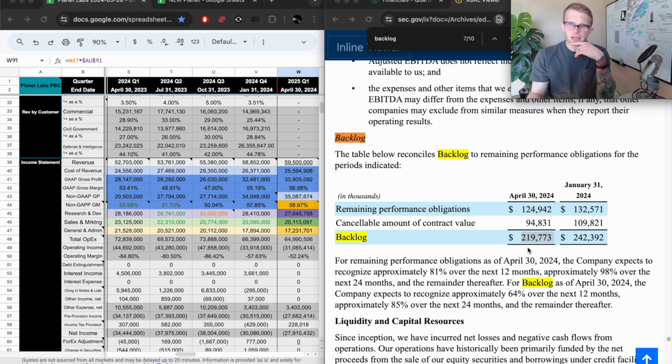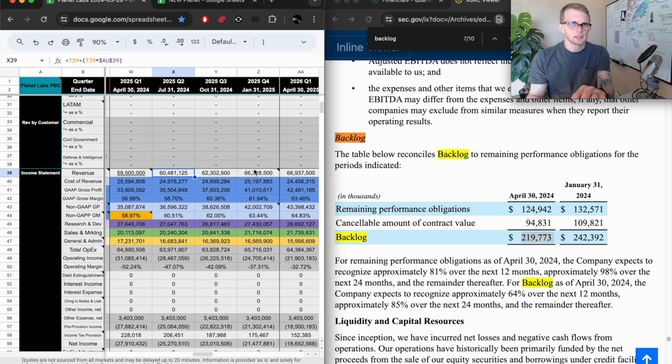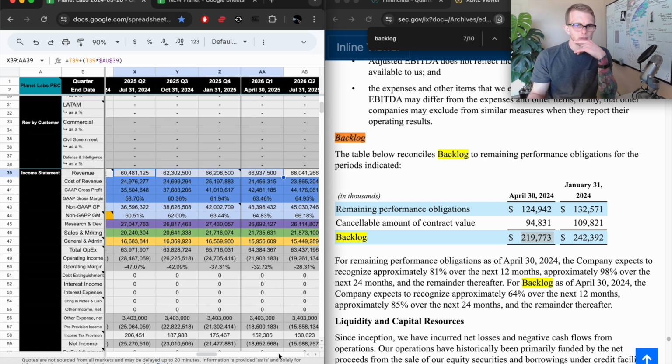Okay, so for the backlog, they have 219 million. We'll call it 220 million. They're expecting to recognize approximately 81% over the next 12 months. So what that tells us is they're expecting to recognize 178 million over the next 12 months. So starting from here, what do we have? We have 178, I said. Yeah, so we have 255. So either these numbers are too optimistic, and granted, the model hasn't been updated yet, but yeah, 178. They'll need to top up to that for sure.